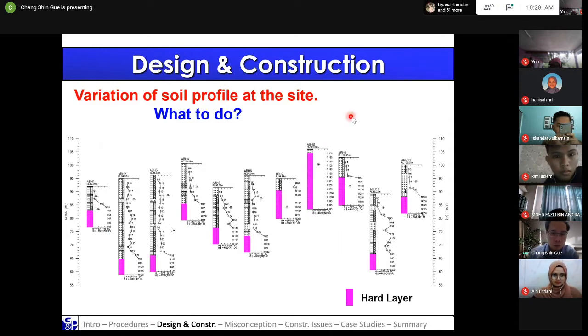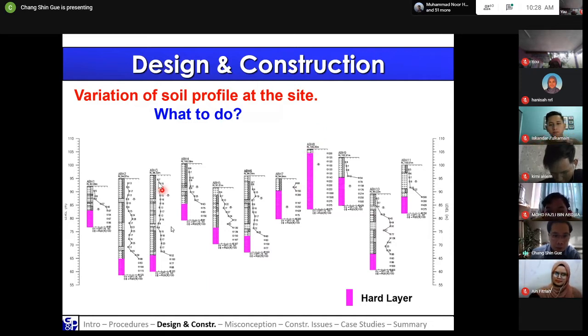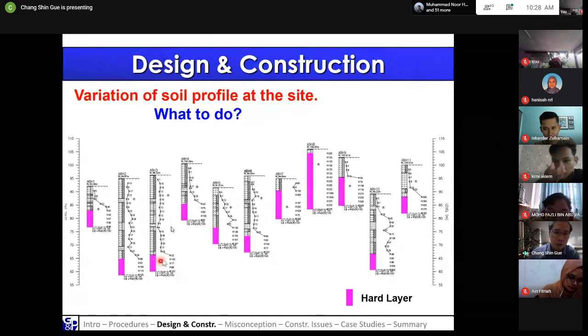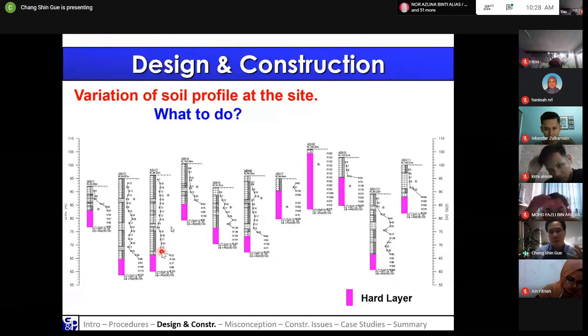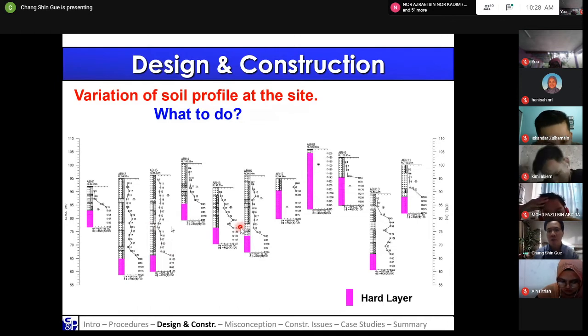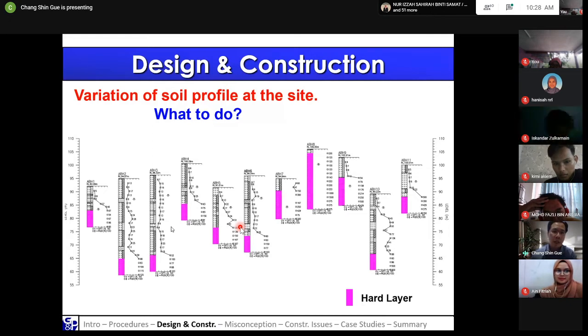But here, what I want to highlight, you can see this pink or magenta color. This is within the same site. The color here represents the hard layer. So in some boreholes you can see very shallow, you already hit the hard layer, whereas in some very deep, only then you hit the hard layer. So the site actually varies. Even within a small site, the condition may be different. So these are the issues that a geotechnical engineer will face. So what can we do when we see such issues?